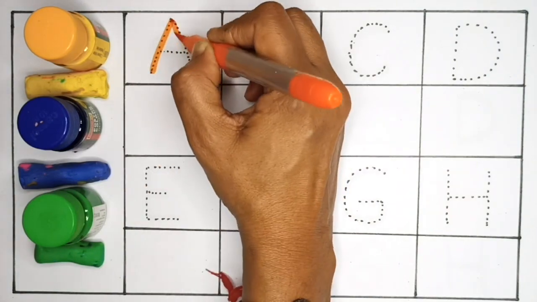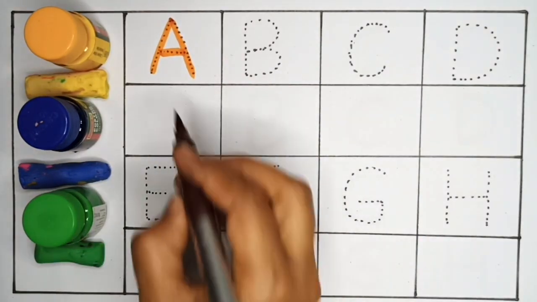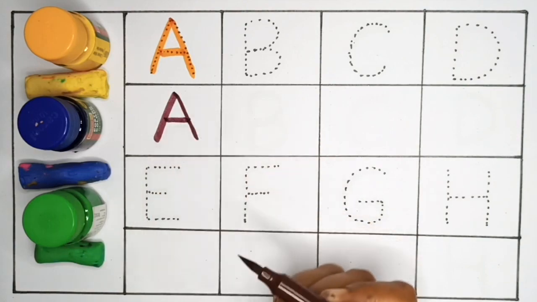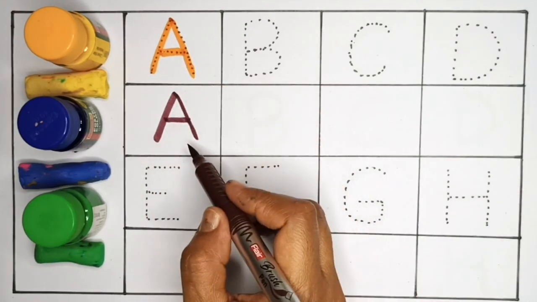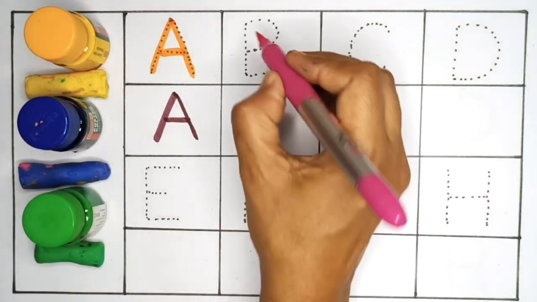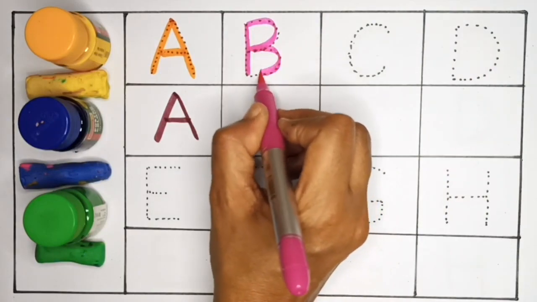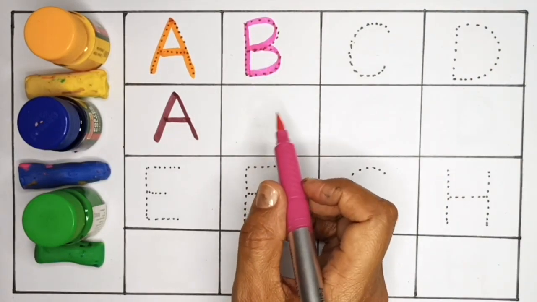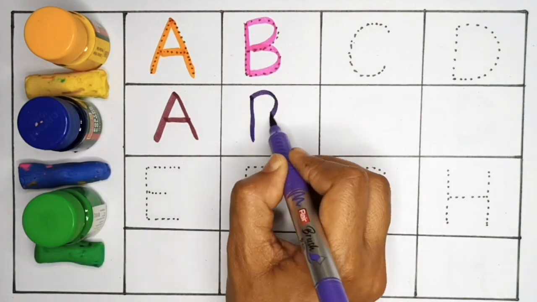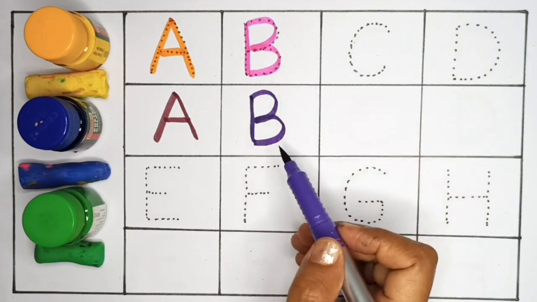A. A for apple. A. A for apple. A. B. B for ball. B for ball. B. B for ball.